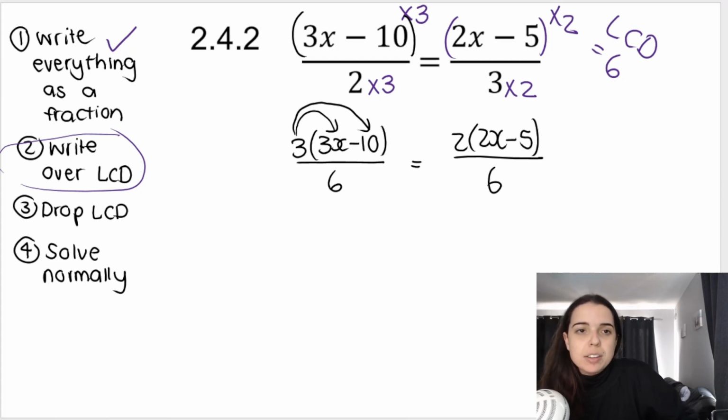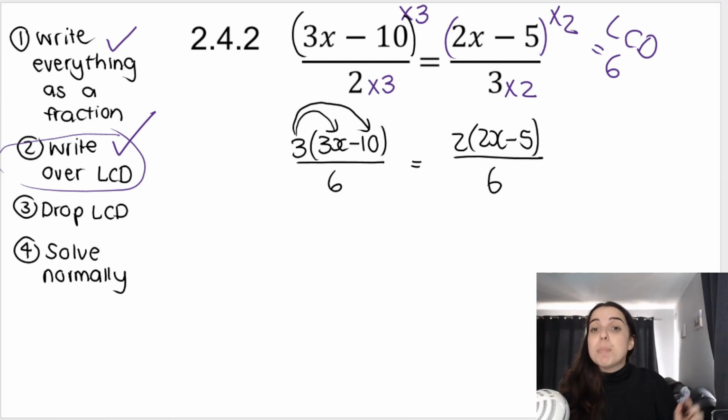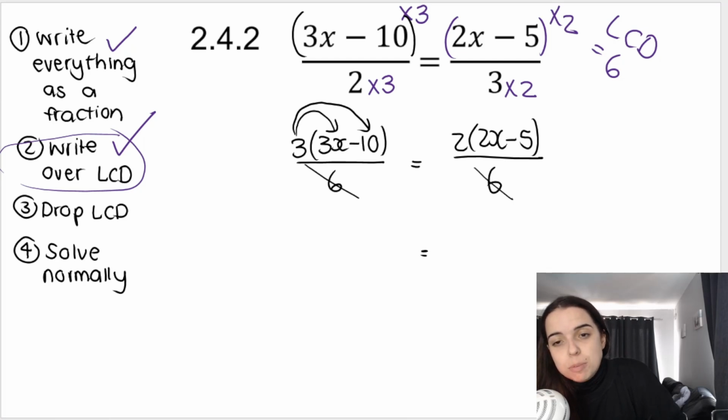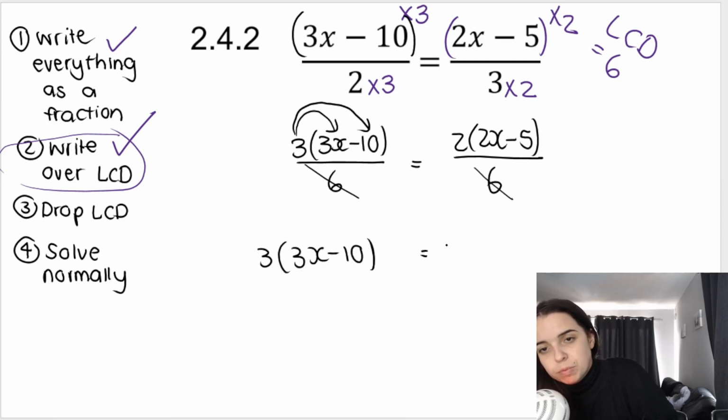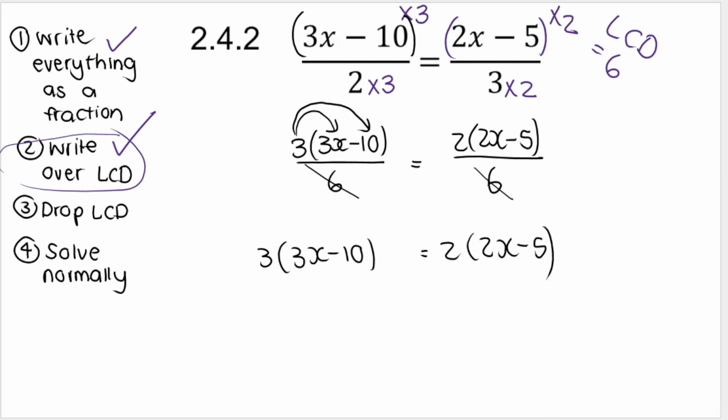Okay, so write over LCD is step 2. What you do to the bottom, you do to the top. Put things in brackets if you need to, so if there's more than one term. Then, once they're over the same LCD, we can drop the LCD. So basically what we're left with is this, like that. Then my last step is to solve like normal.